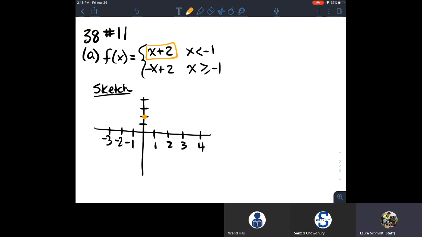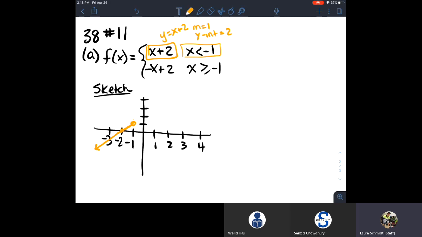Okay, so x plus 2 is our line. So 2 is our y-intercept, and our slope is 1. That's what my graph would look like, right? You just had to graph y equals x plus 2, because our slope is 1 and our y-intercept is 2, except it's only when x is less than negative 1. So anything prior to negative 1, you'd have to erase. That would be the only part of your graph.